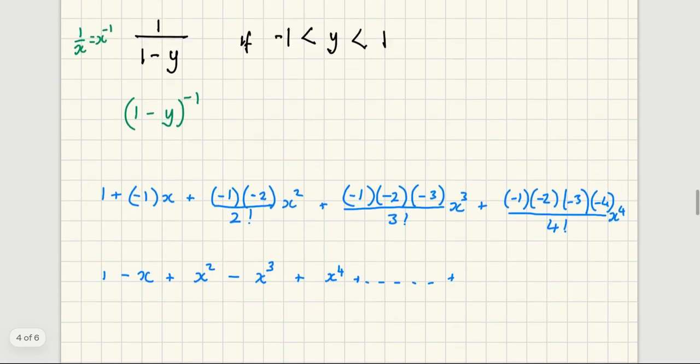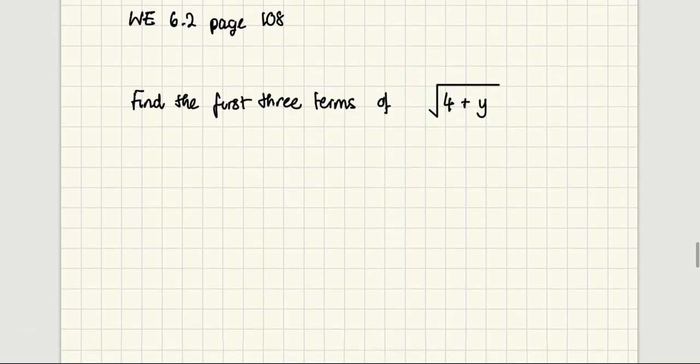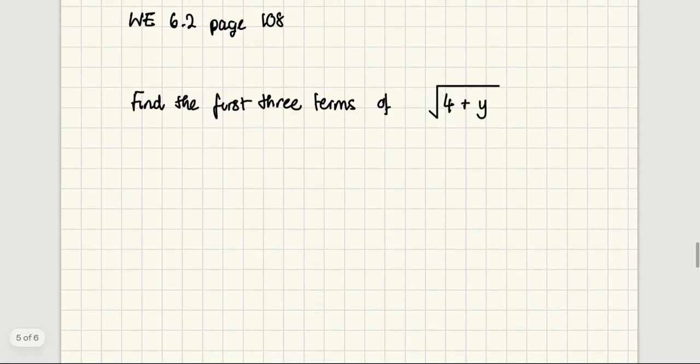All right, bit of practice. Let's look at this next question then. Find the first 3 terms of that. I'll let you do that one for yourself. I didn't expect the question to come so soon. I thought you'd mess it up. So what do we do? First of all, we have to rewrite that as 4 plus y to the power of a half.